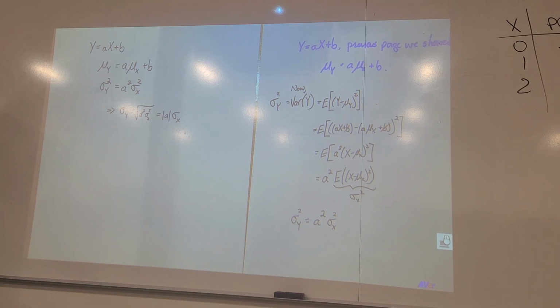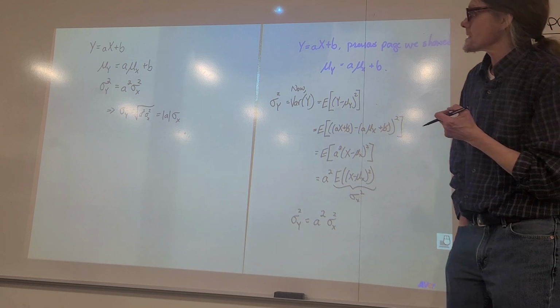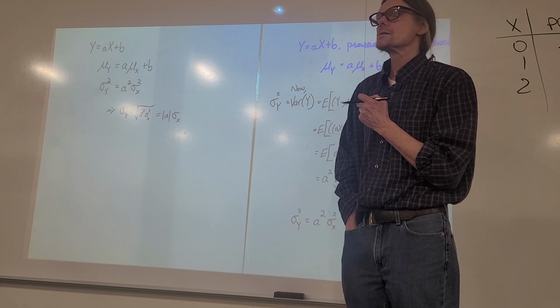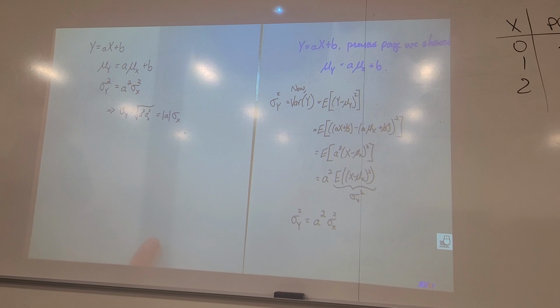More to the story, by the way. As long as that a is not 0, this is a one-to-one function, isn't it? It's a one-to-one correspondence. And so notice this. What is also of note? Notice: what is the probability mass function of y? I bet we can deduce that.